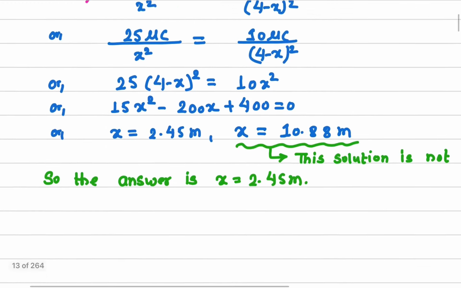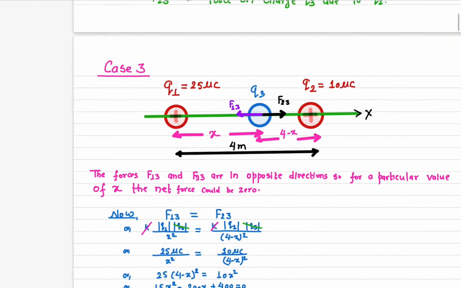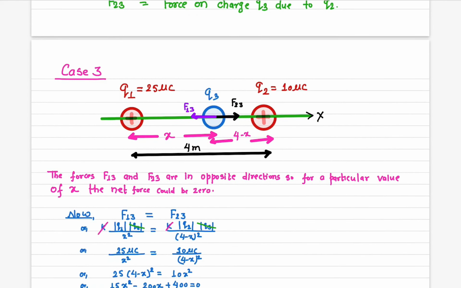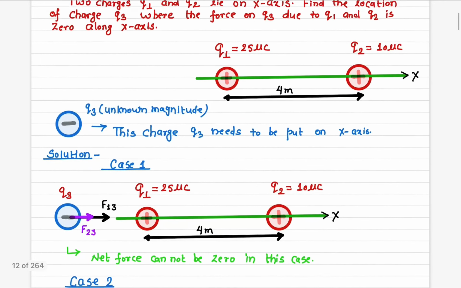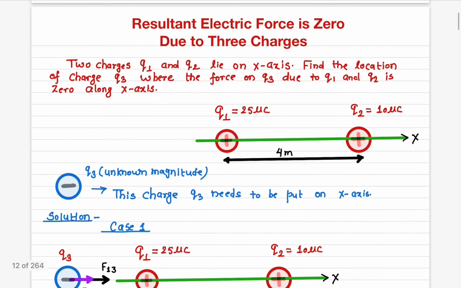So this is how we figured out where we should locate the charge Q3 so that the resultant force due to Q1 and Q2 on charge Q3 is equal to 0. So this is it for this lecture.